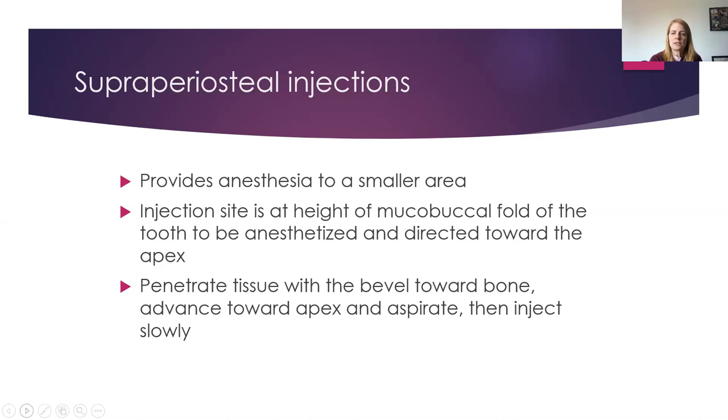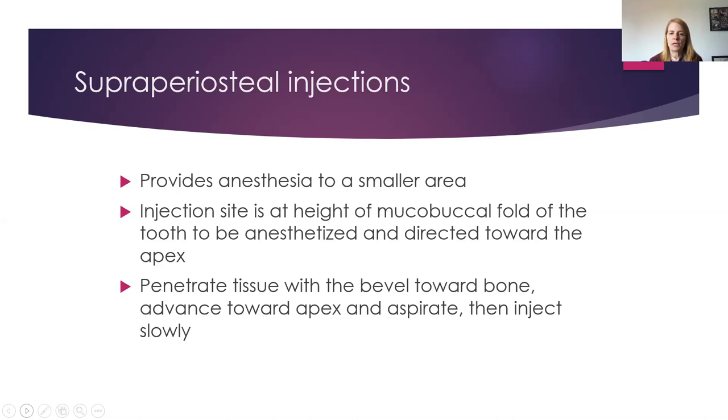The superperiosteal, like I said, would be for an individual tooth, except when you're in the area of the second premolar, and that would be the MSA injection. Remember, 28% of the population in general does not have the MSA, but you don't know who has it and who doesn't, so we're assuming that everybody does. And then the ASA would be when we are injecting at the site of the canine.